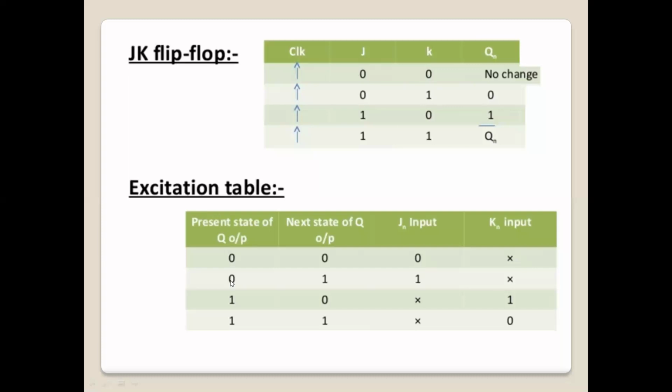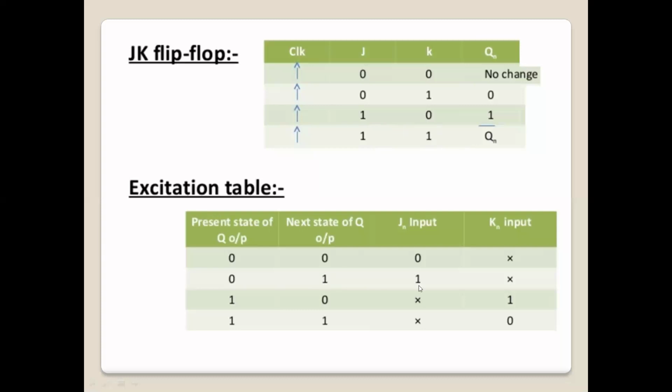Similarly for the second condition, if present state is 0 and next state is to be 1, what can be taken? The next state output should be 1. So we can take 1, 0, and the fourth condition also can be taken, the 1, 1 condition. For these two conditions, we will get the prescribed output.